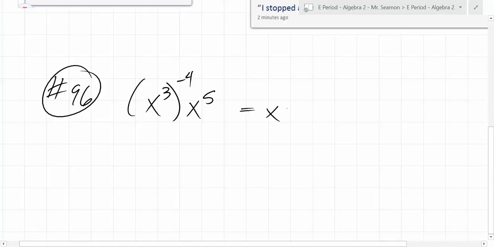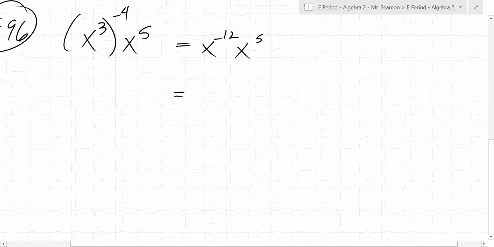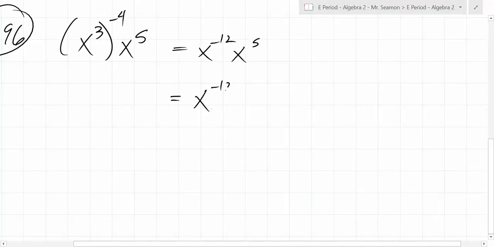So it's going to be x to the negative 12 times x to the 5th. And then when you have the same base in multiplication, what do you do with the powers? Add them. Negative 12 plus 5 is going to be x to the negative 7. All done.